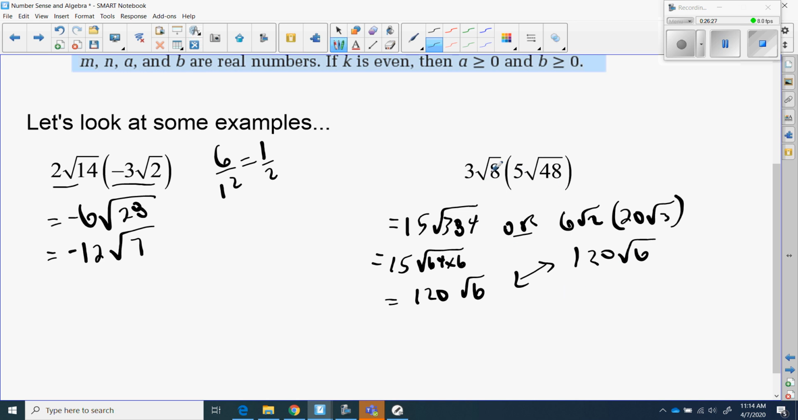Sometimes students say, oh, I didn't even notice that I could have reduced those earlier. It would have made my life easier. You don't have to erase it. Just keep going with what you're doing. But I think in multiplication, it'll often be to your advantage to reduce the radicals before you multiply.